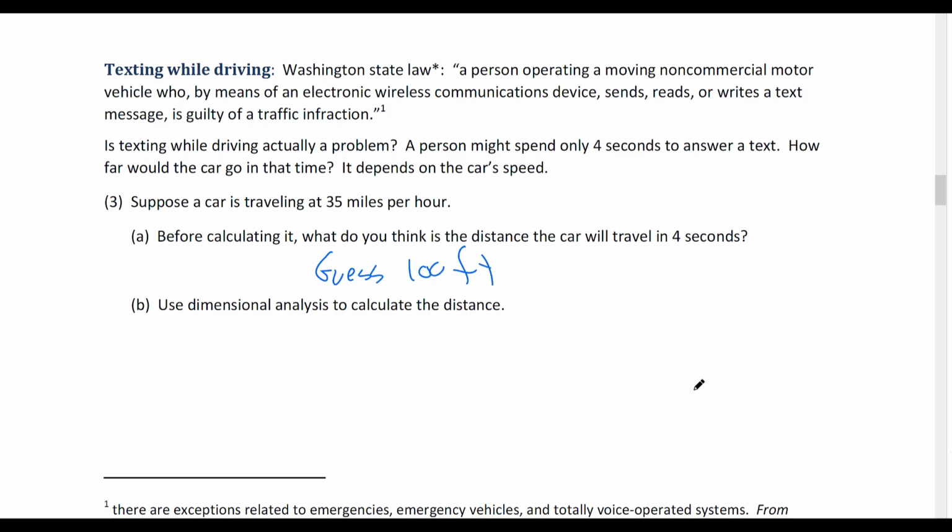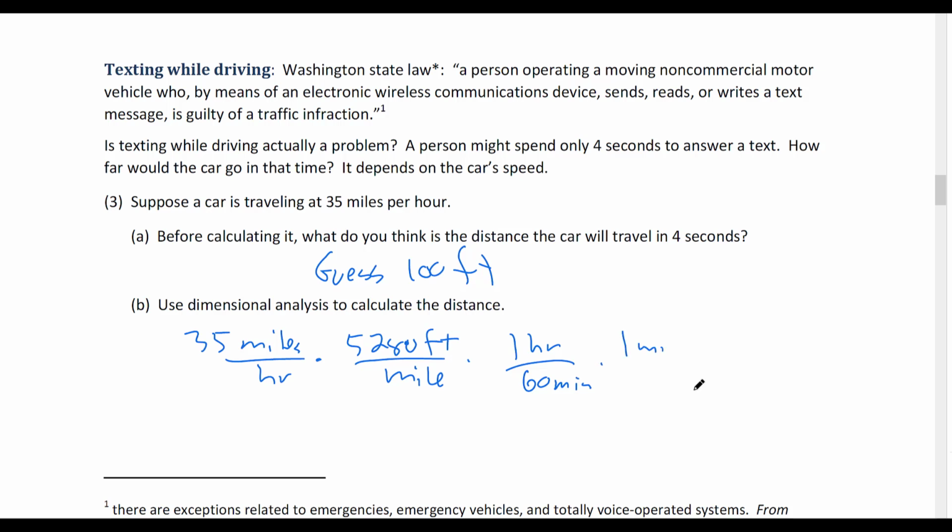Okay. So 35 miles per hour times, so we don't know how far the car goes in seconds, and so we'll do feet. So it's 5,280 feet per mile times, then we can go to seconds, so we have 1 hour over 60 minutes times 1 minute over 60 seconds.